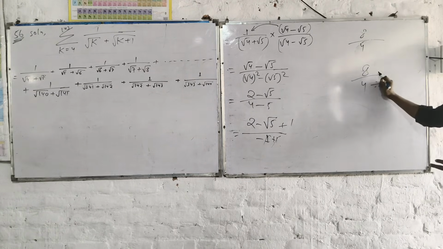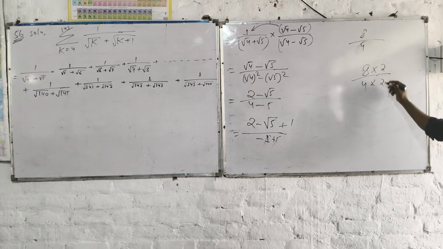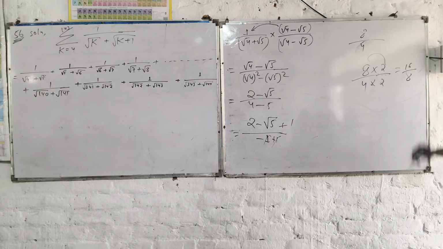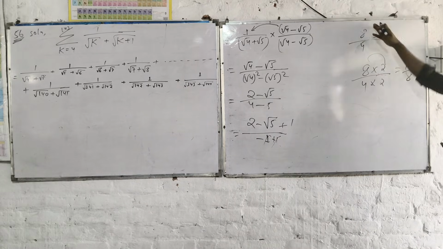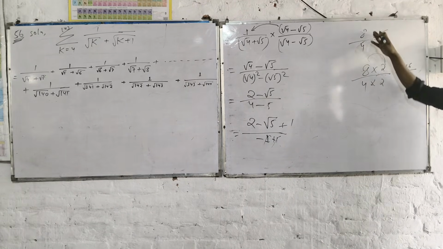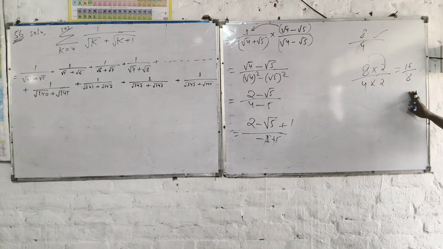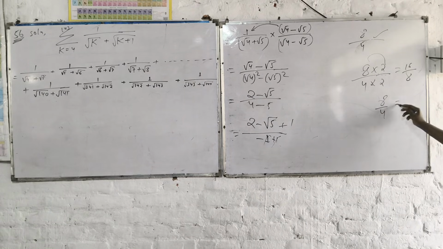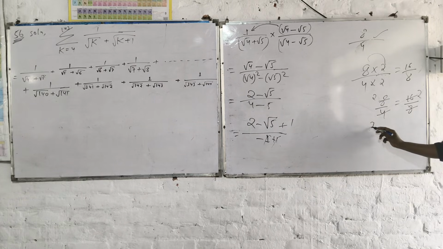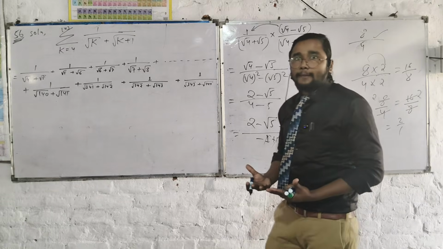Absolutely, this and this are equal to each other. I'm going to show you. Don't worry. 8 twos are 16, 4 twos are 8. So I can say that 8 by 4 is nothing but 16 by 8. They're looking different, but actually they are equal. If you want to see, 8 divided by 4 is 2, and 16 divided by 8 is 2, so 2 by 1 here and 2 by 1 there. Both are equal? Tell me now. They're looking different in the numbers, but actually they are equal.